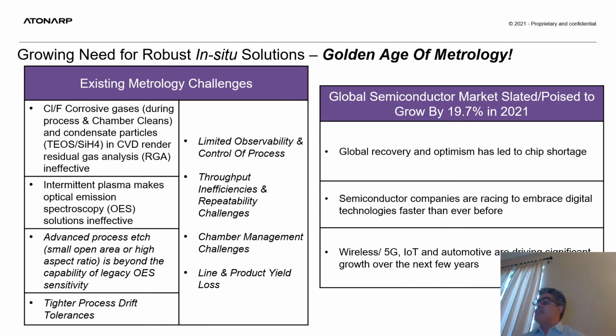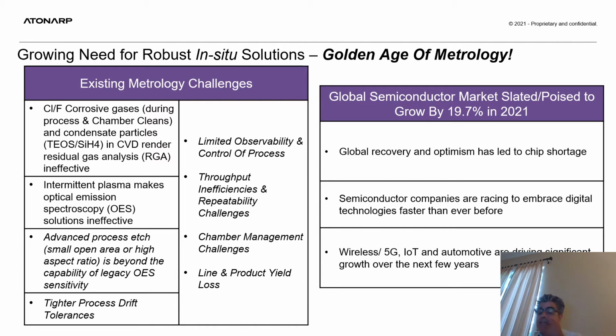While OES is an in-situ device, it requires an access window on the chamber that must remain clean to obtain stable signals of sufficient intensity, not to mention that OES does not produce quantitative data. In sum, current metrology solutions have limited observability and control of process, lack the precision required for tighter process drift tolerances, and do not meet the stability and repeatability requirements for adoption on production tools.